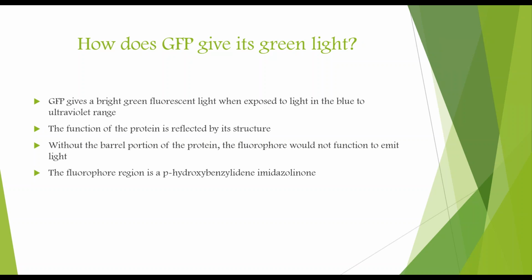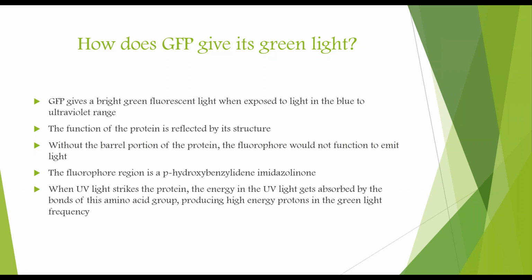Furthermore, the fluorophore region is a p-hydroxybenzylidene imidazolinone composed of glycine, tyrosine, threonine or serine, in which the serine or threonine form a unique bond with glycine to make a 5-membered ring structure. When UV light strikes the protein, the energy in the UV light gets absorbed by the bonds of this amino acid group, producing high energy photons in the green light frequency.